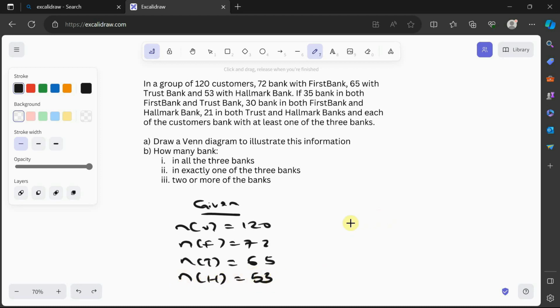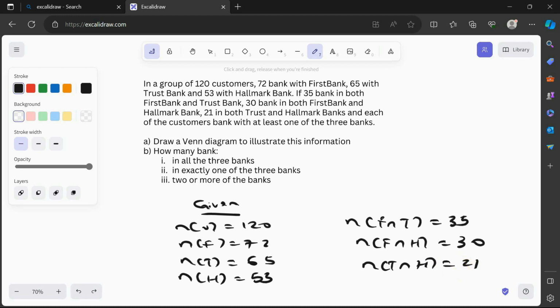Then we're told that the number that bank with First Bank intersection Trust Bank is 35. Number that bank with First Bank intersection Allmark Bank is 30. Number that bank with Trust Bank and Allmark Bank is 21. And then this order we're given. So let us represent this in our Venn diagram.